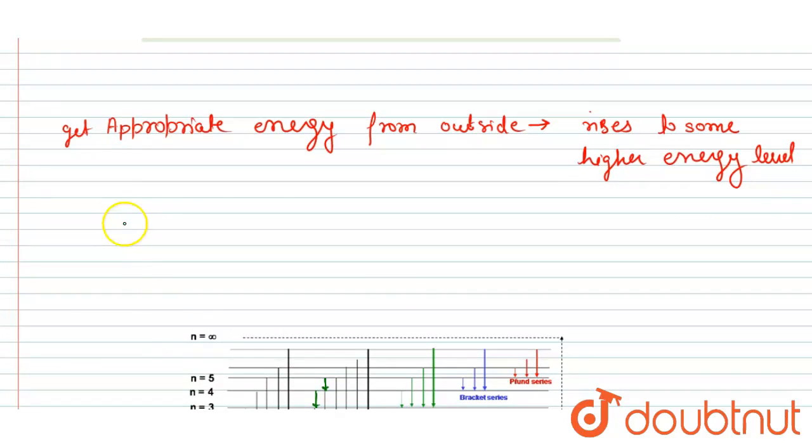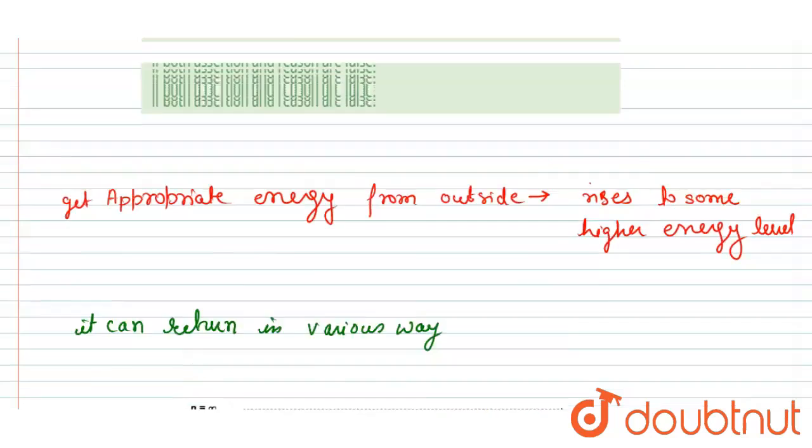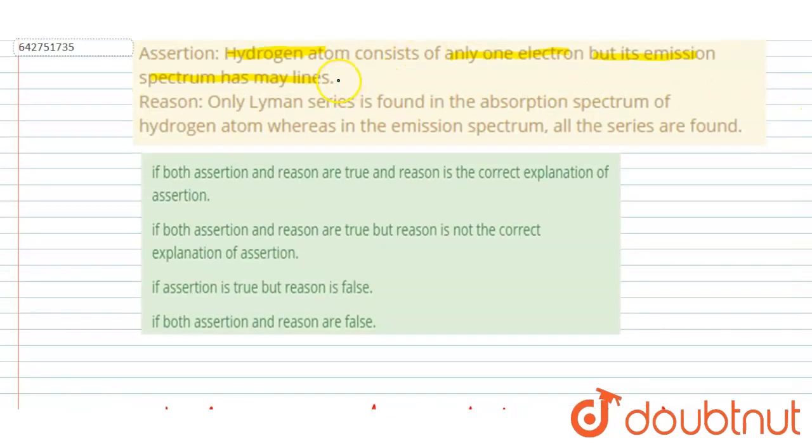So I will write here, it can return in various ways. So many lines could form. So the assertion is true basically.